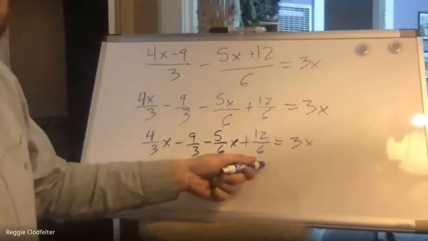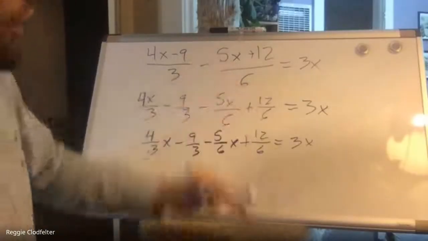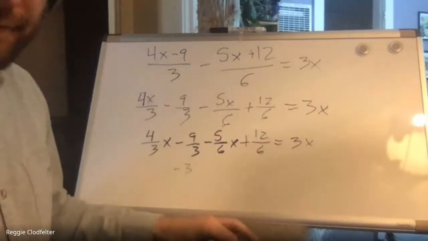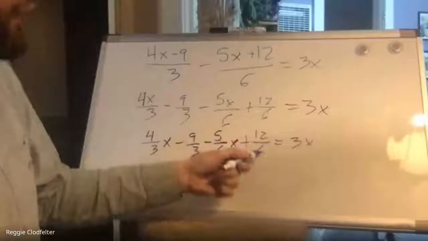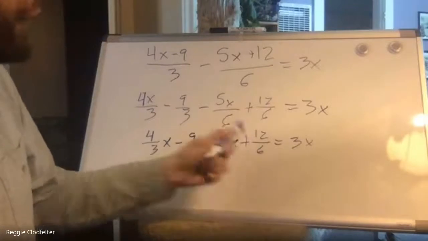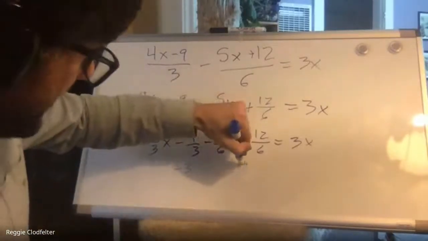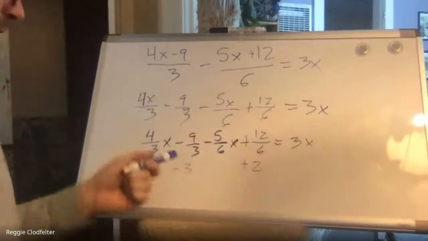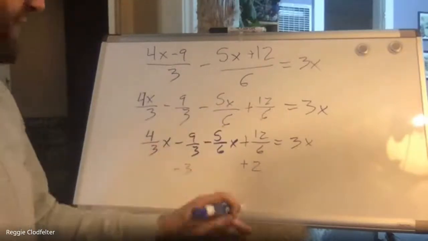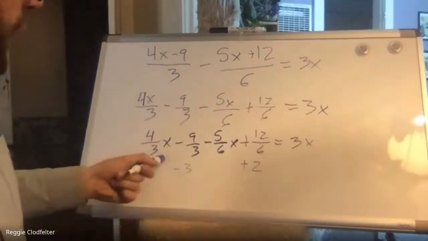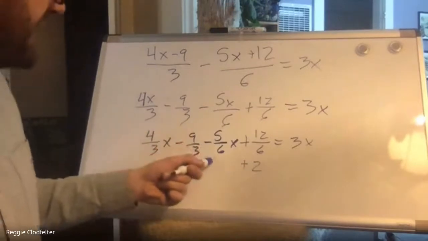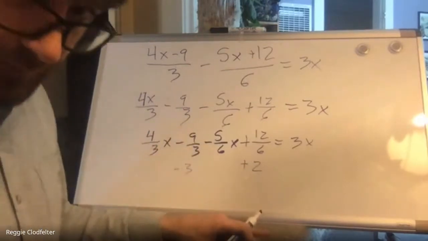So 12/6 is also what number? 2. 12 divided by 6 is 2, or 12/6 is 2 worth of sixths. So this is actually plus 2. So I have minus 3 and plus 2. Now I have a 4/3 x minus a 5/6 x, right?